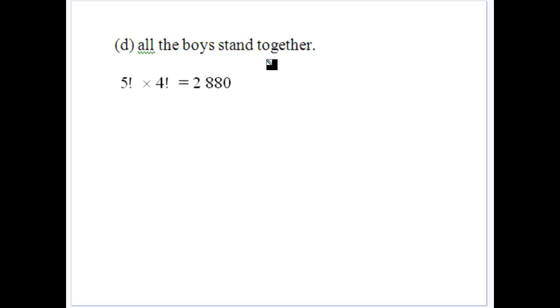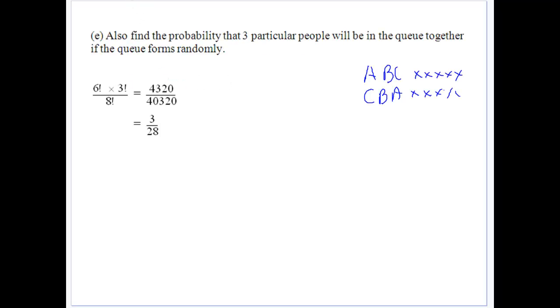If all the boys have got to stand together, again, consider the boys as one group, and the girls doesn't matter where they are, so there's 5 factorial ways that they can all stand in a group, and the boys have got to be together, and they can be arranged in 4 factorial ways. So that's the boys being in one group with the 4 girls, and then the boys being arranged in 4 factorial ways.